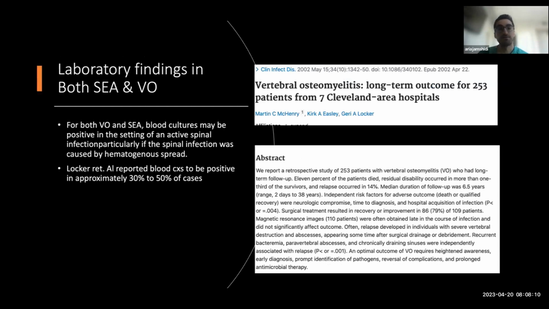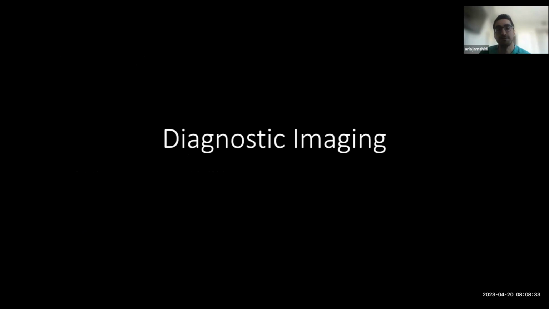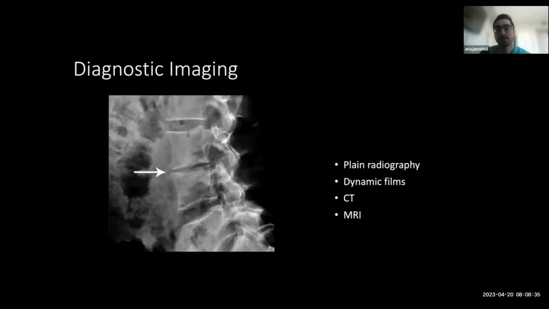In terms of other laboratory findings, blood cultures also may be positive in the setting of active spinal infections. So it's also prudent to obtain blood cultures in these patients. Locker et al. published their series of 253 patients in 7 Cleveland area hospitals. And they found blood cultures to be positive in approximately 30 to 50% of cases. So next, I want to go to diagnostic imaging and its utility.